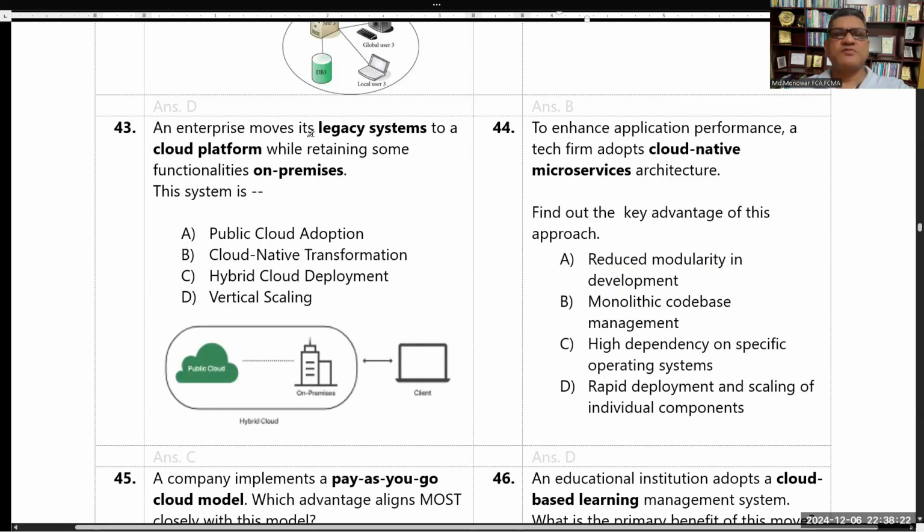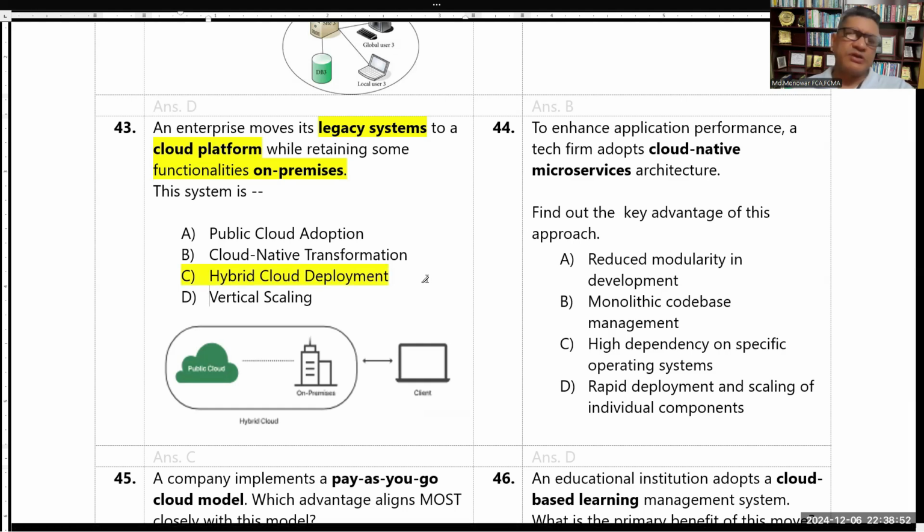An enterprise moves its legacy system to a cloud platform while retaining some functionalities on premises. The system is a hybrid cloud deployment. So hybrid cloud computing is the combination of private and public cloud computing. So here the answer is C.